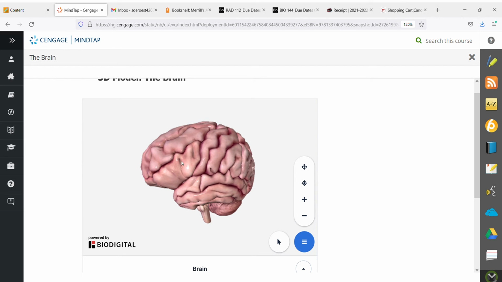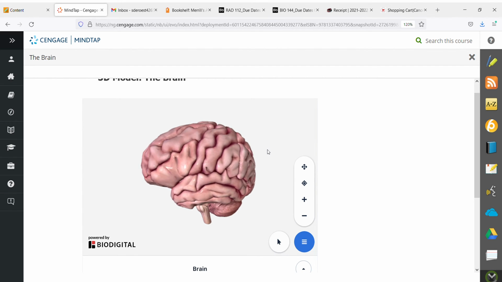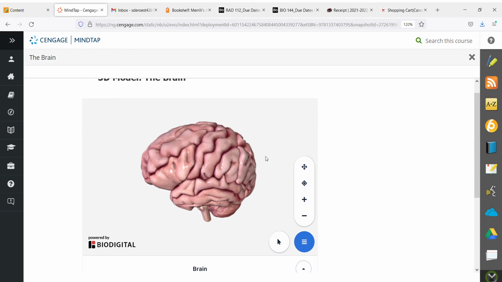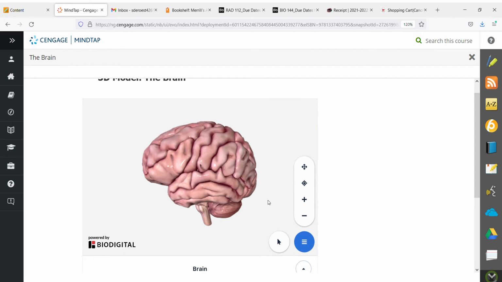Now, there's a couple cool things that the frontal lobes help do. They actually help with emotional control and things of that. It's pretty much like the boss of your brain, so to speak.